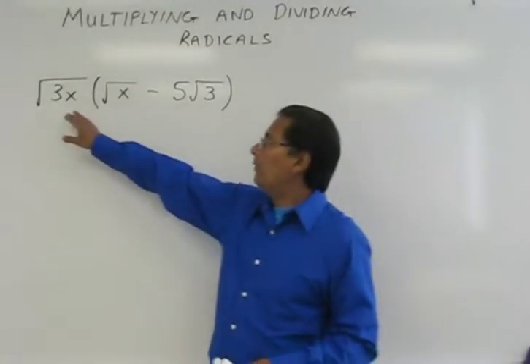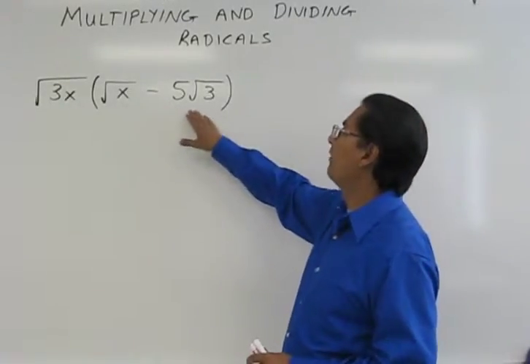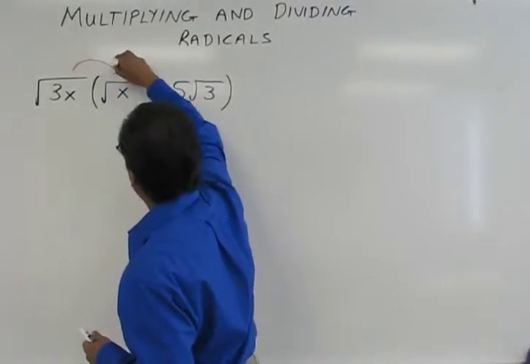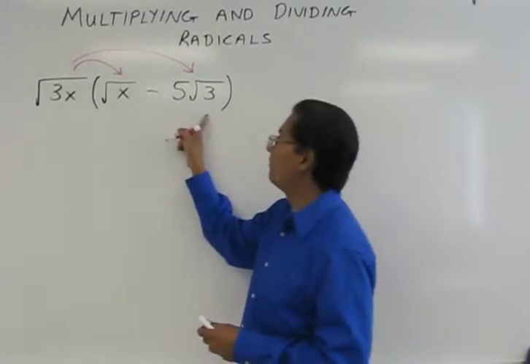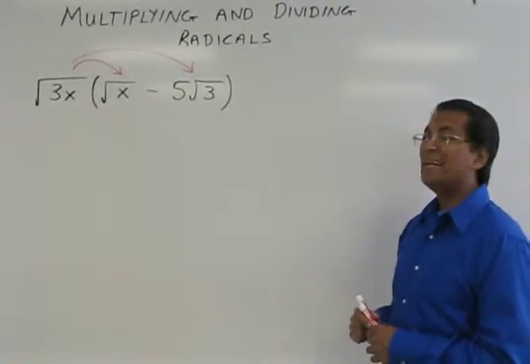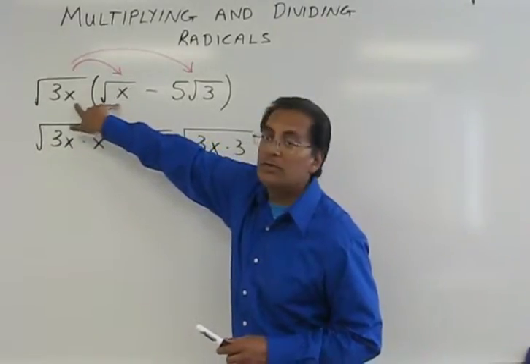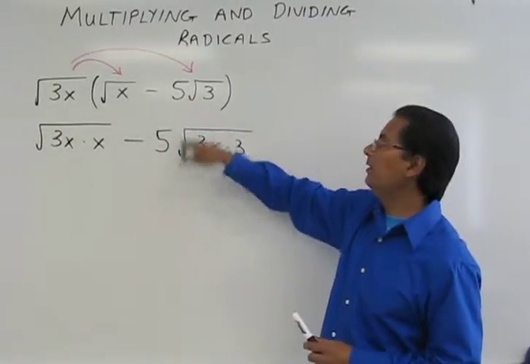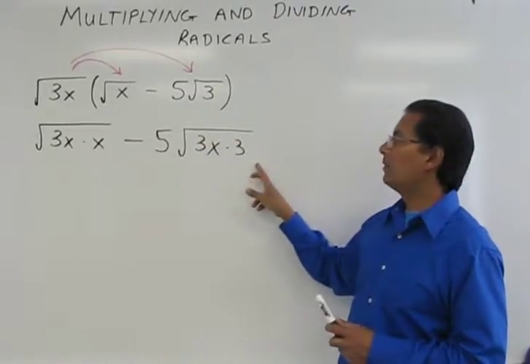Now let's throw in some variables. Here we have root 3x, and we want to multiply that times root x minus 5 root 3. So we're going to use the distributive property, which says multiply root 3x times root x, and then multiply root 3x times negative 5 root 3. So if we do that, what we're going to get is root 3x times x, so we combine what's under the root here, 3x and x, minus, well, the 5 stays outside, but we have root 3x and root 3, so we have root 3x times 3.